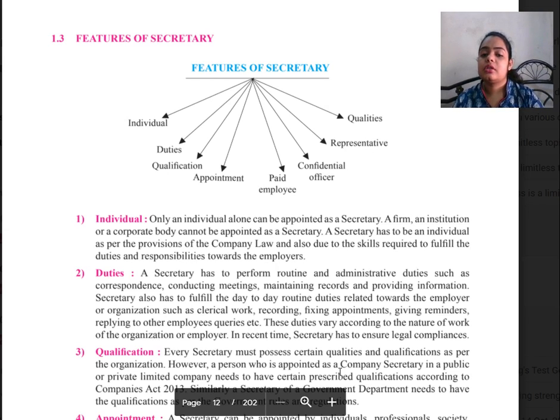Secretary has to also fulfill the day-to-day routine duties related towards the employer, and also clerical work. So what all work he has to do? Clerical work. Then he has to do recording. During meetings he has to record whatever is happening. Then fixing of appointments, whatever appointments have to be fixed, he shall do that work. Then giving reminders, replying to other employees' queries, etc. These are the duties which have to be compulsorily followed by a secretary.